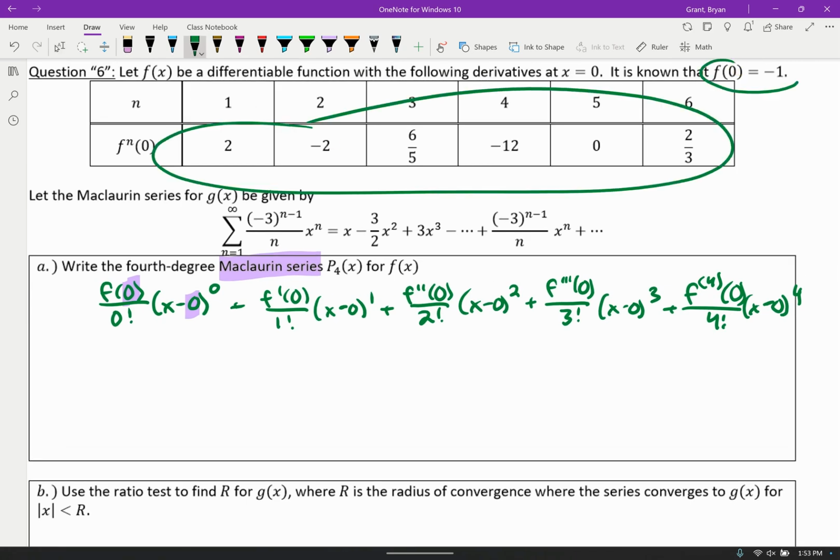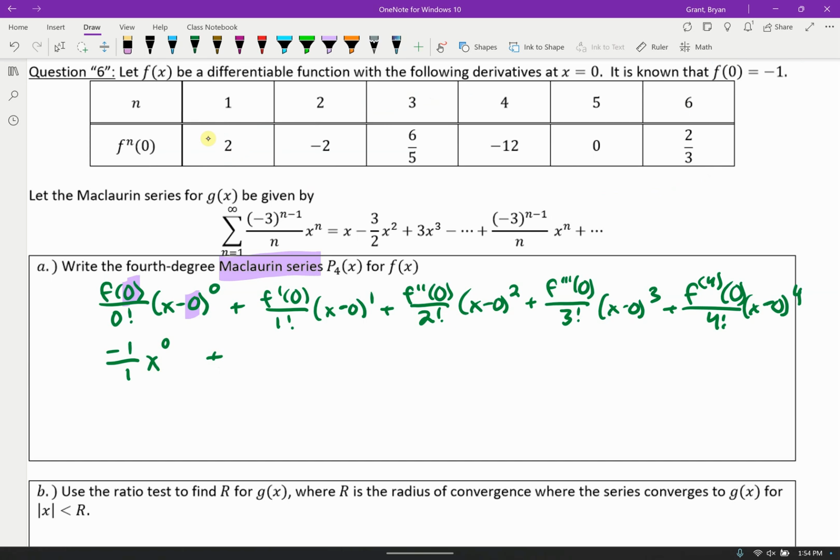And they even told us up here, f of 0 is -1, which I need right now. So -1 over 0 factorial, which is 1. And then I'll reduce this to x to the 0th. Then we have our plus. The first derivative is 2. So 2 over 1 times x to the 1st. Second one is -2. Almost caught that in time. 2 factorial is 2. X squared.